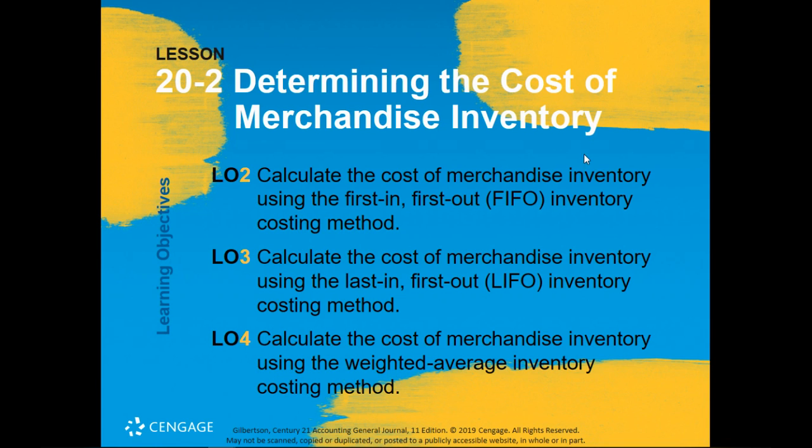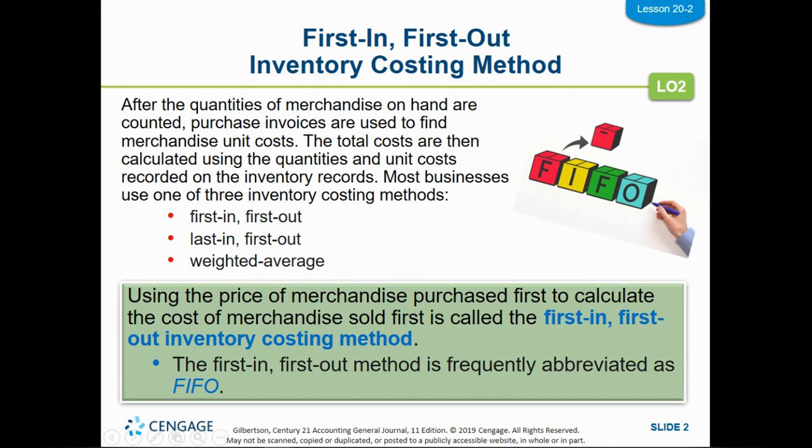In this lesson, we're going to learn about how to figure the cost of merchandise inventory. The first method is what they call FIFO, the first in, first out inventory costing method. Basically, that means they're going to use the price of the merchandise purchased first to calculate the cost of the merchandise sold. They call it first in, first out, or FIFO.